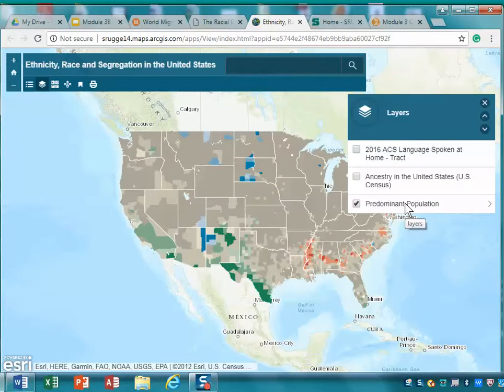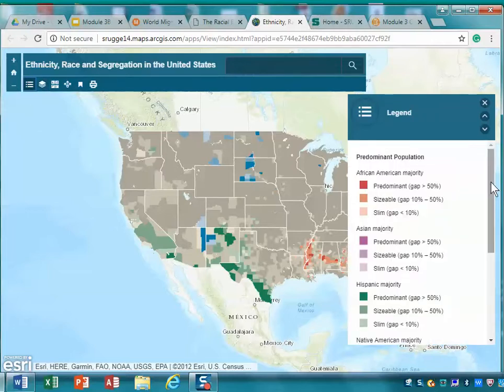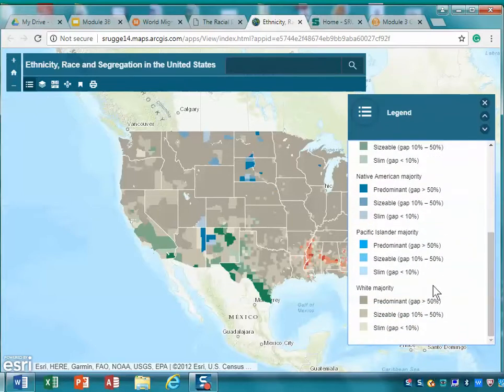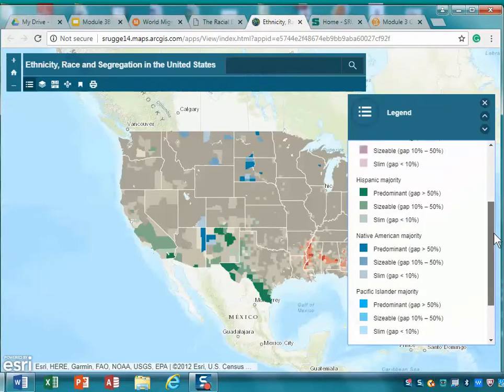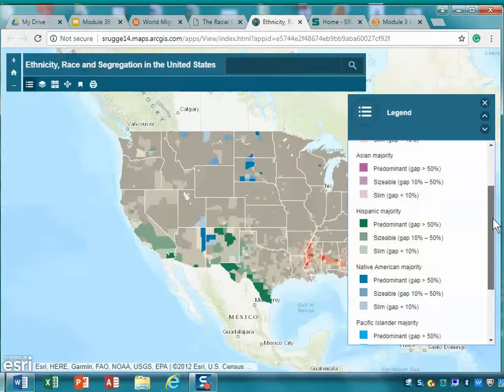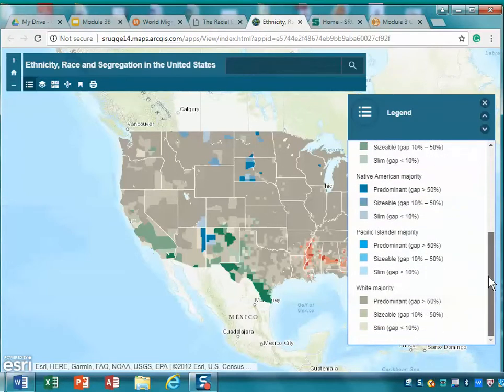Predominant population simply means for a county down to tract level, what is the dominant ethnic group? So let me turn on, again, the legend is right here. I'm going to turn that on. And what you'll notice, what predominant population says is by color. Okay, so again, the grays, blues, light blues, dark blues, greens, purples, and reds indicate different ethnic or racial groups.